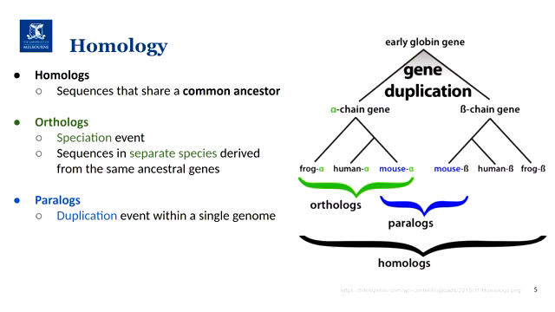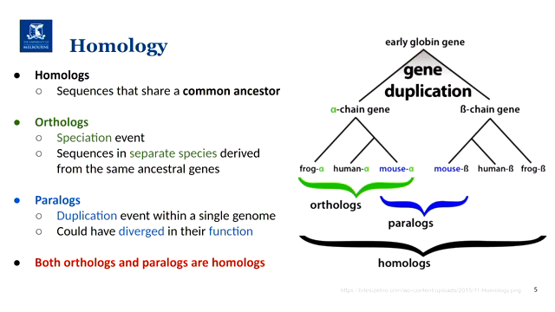So within a given genome, you have different copies, and they could have diverged in terms of function. You can imagine that you have one protein that performs one specific function, and suddenly you have two copies of them. So one is free to evolve, for instance. So they could have diverged in terms of evolution. However, by definition, both orthologs and paralogs are homologs.